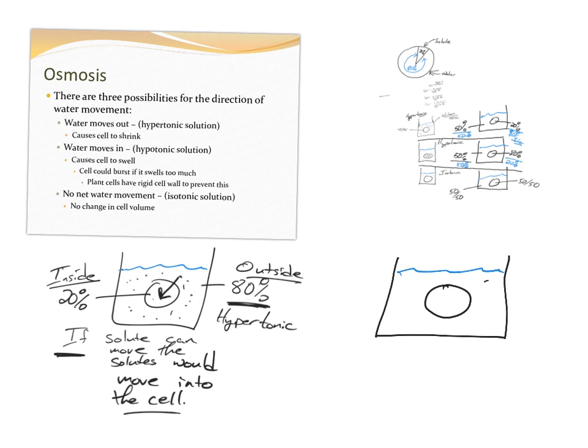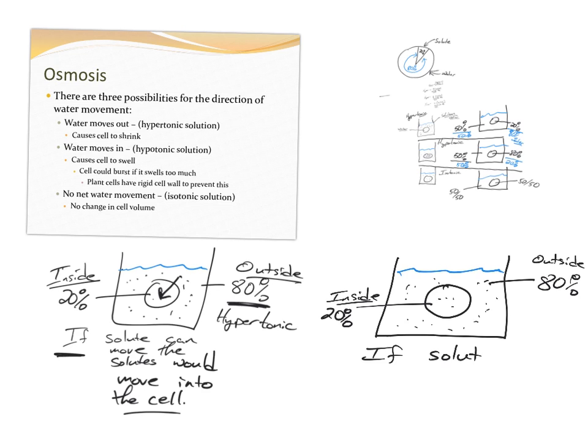So what happens if you have the same situation, 80% solute outside, 20% solute inside? Right, same solution. What are you going to do? And again, this is outside, and this is inside. And what are you going to do if the solutes can't move? Where do the solutes want to move? To the inside. Inside, but it can't. So it can't move.